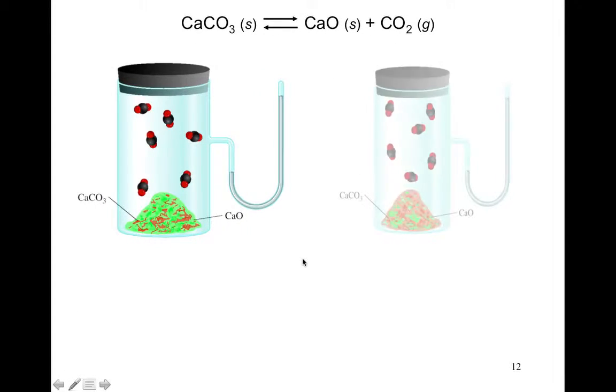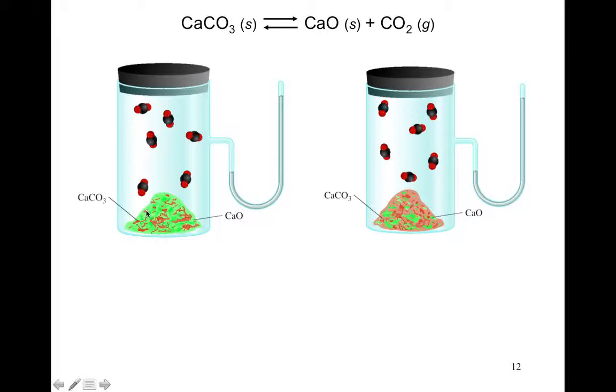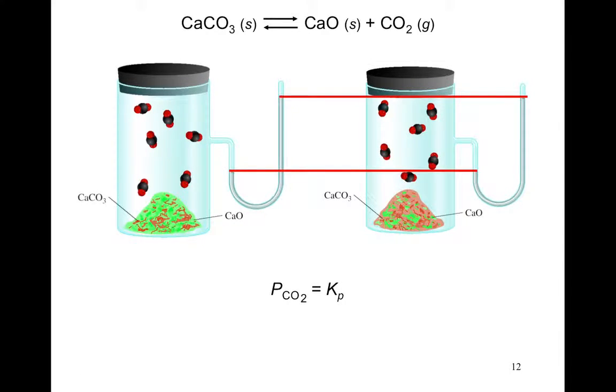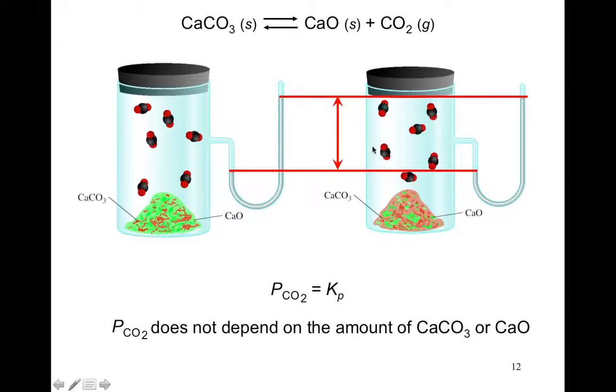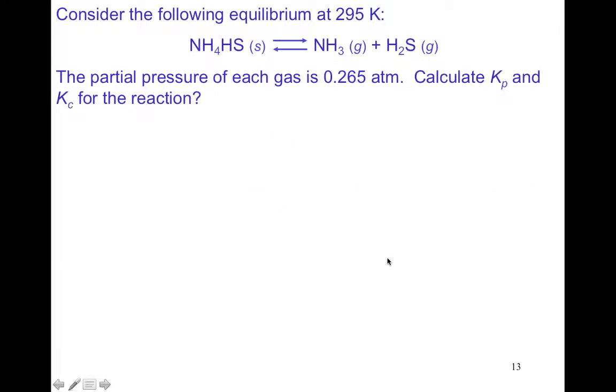So we look at this here, we see that calcium carbonate, calcium oxide, these solid masses are changing. A little more calcium carbonate, a little less calcium oxide, but those solids don't affect the pressure in the solution because the pressure is dependent upon a gas. So you can see your little mercury meter here is not moving at all because the pressure inside is not changing. So our pressure of CO2 is our constant here. It's our gas pressure constant. And so the pressure of CO2 does not depend on the amount of these solids in here.